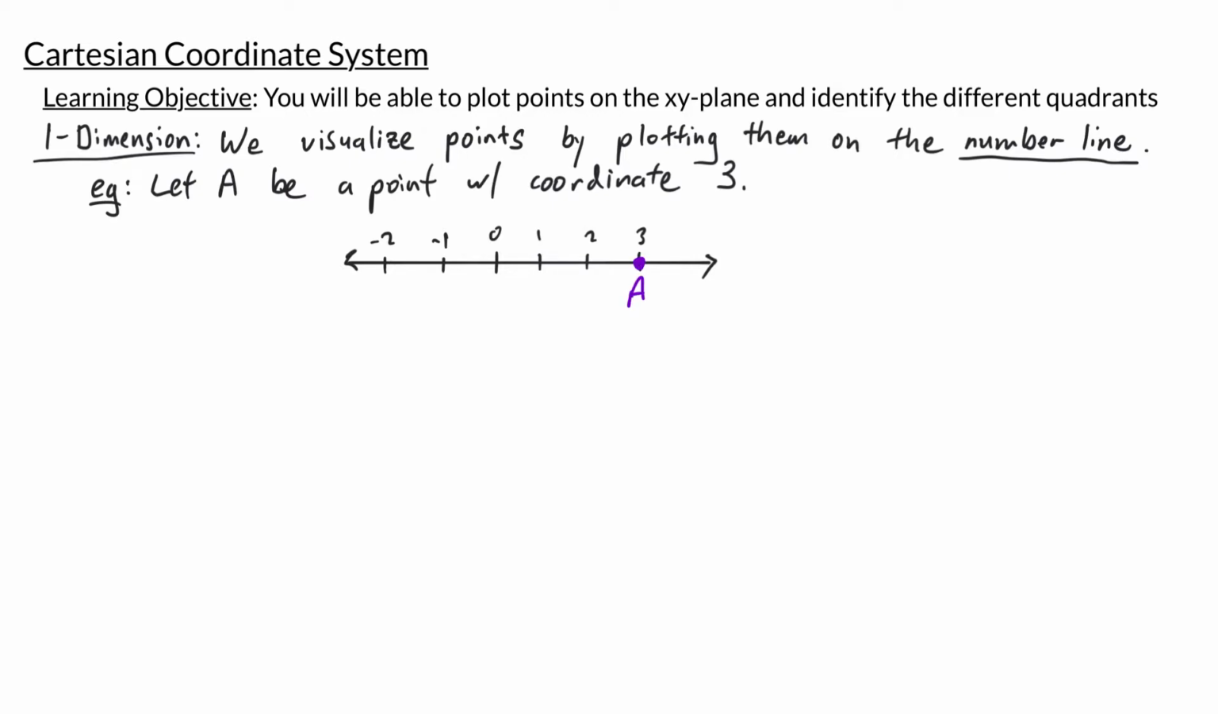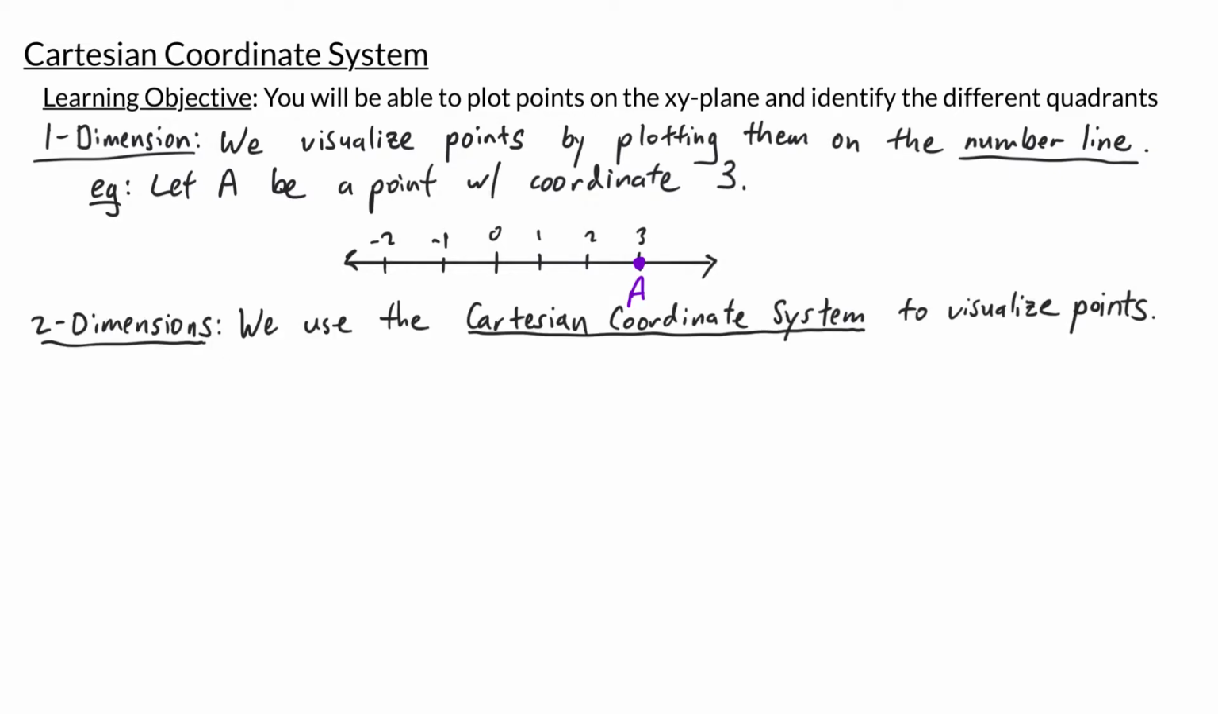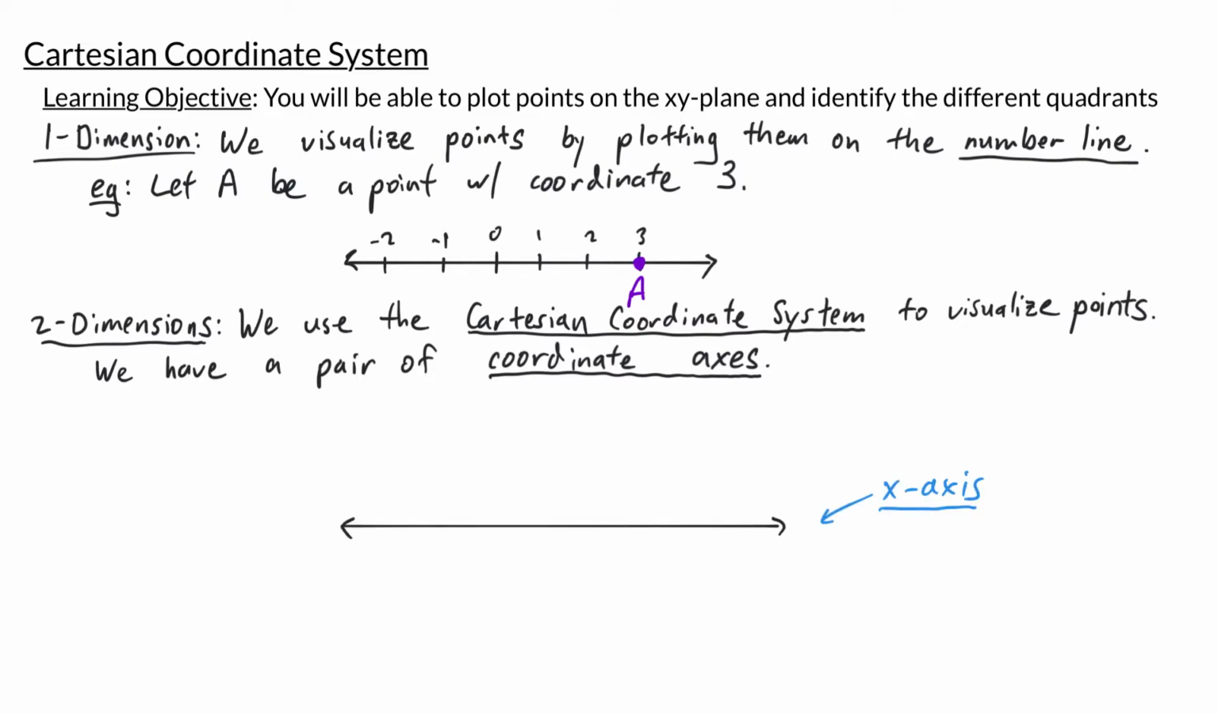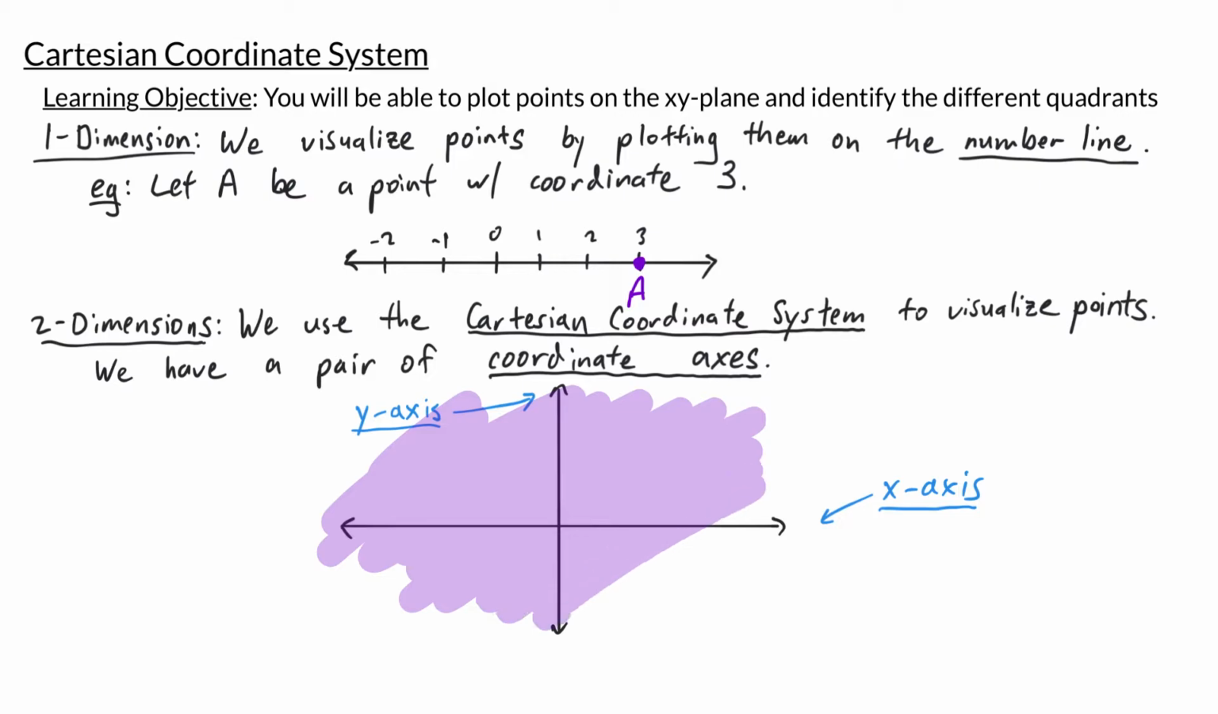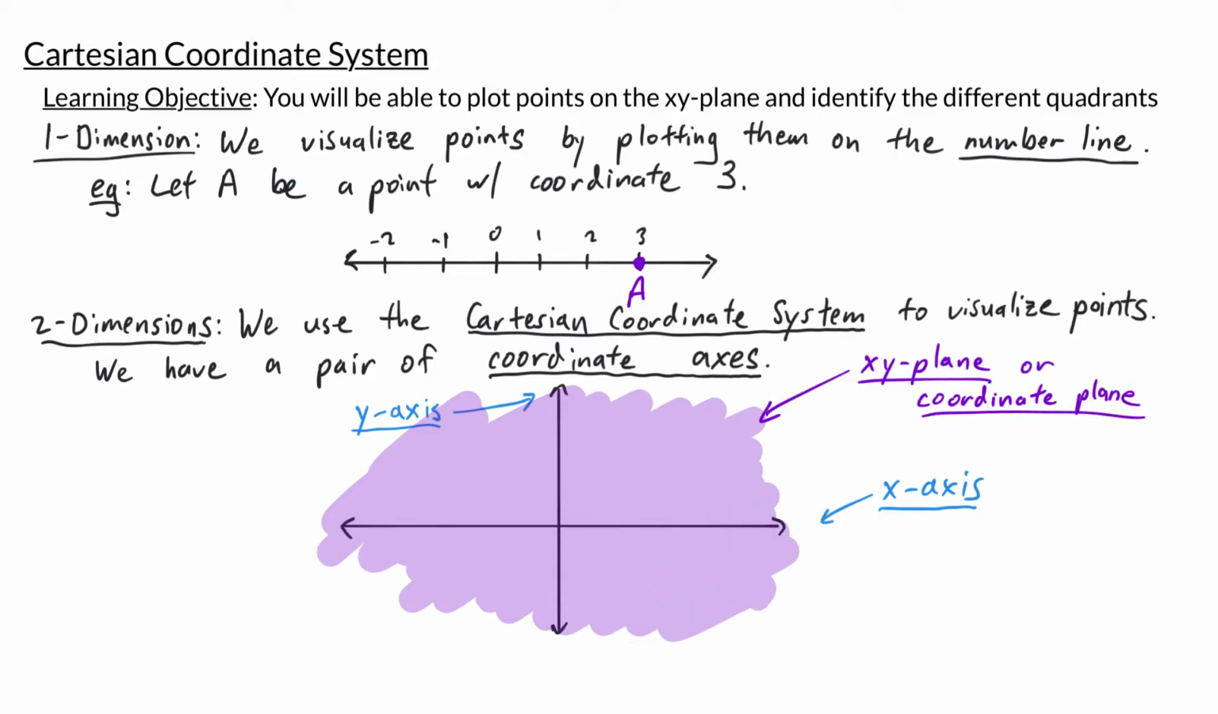If we want to plot a point in 2 dimensions, we use the Cartesian coordinate system, which is also called the rectangular coordinate system. In this coordinate system, we have a pair of coordinate axes, which you can think of as a pair of number lines. We have one that goes horizontal, which we call the x-axis, and another one that goes vertical, which we call the y-axis. The entire space that we're working with here is what we call the xy plane, or sometimes we call this the coordinate plane.